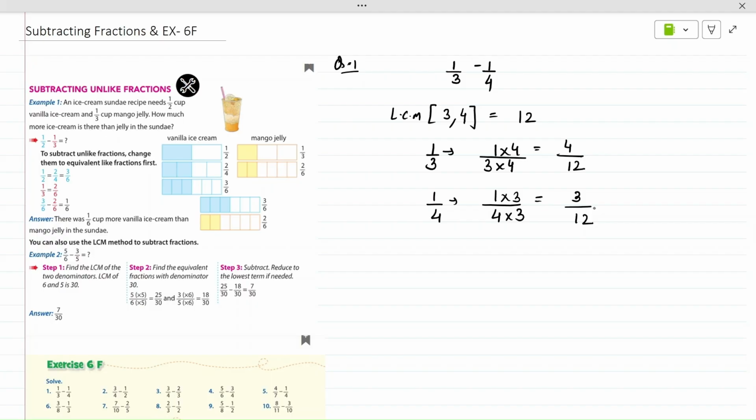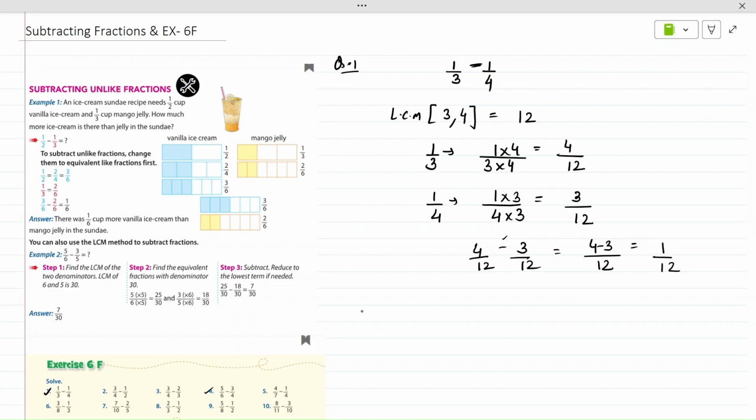So these are the two like fractions now which we can directly subtract. What we are going to write here is 4 by 12 minus 3 by 12, which is equivalent to 4 minus 3 over 12, that is 1 by 12. So you see kids, we have used the exact method which we used in addition, and the only difference is subtraction. Okay, so the first question is done. I'm picking two more questions here.